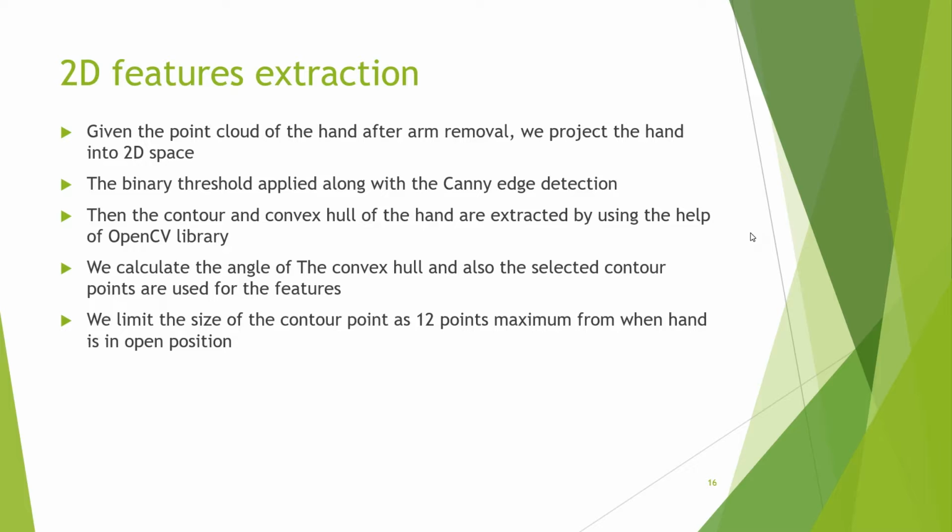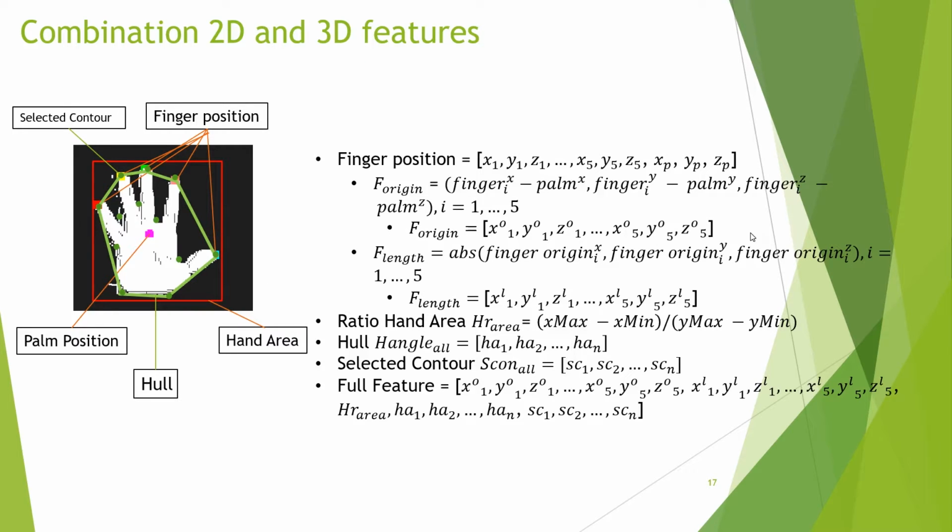And here you can see on the left the color of the 3D fingers and the hand area, and the palm position, with selected contour points in green and the hull as the green line. We use that as a feature, so we will have a big full feature, and then we will use the next method for the gesture recognition system.